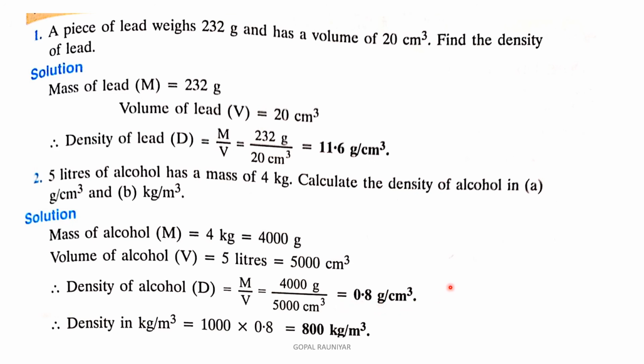And we also know that when we have to convert the unit gram per centimeter cube into kilogram per meter cube, what do we do? We will multiply by 1000. So density in kilogram per meter cube is 1000 into 0.8, that gives 8000 kilogram per meter cube.